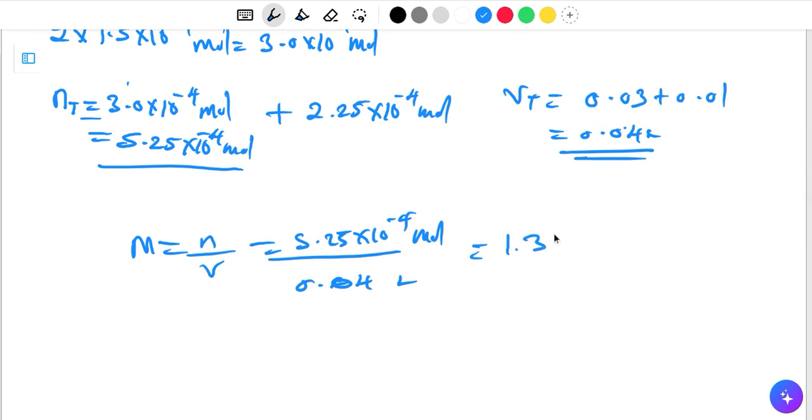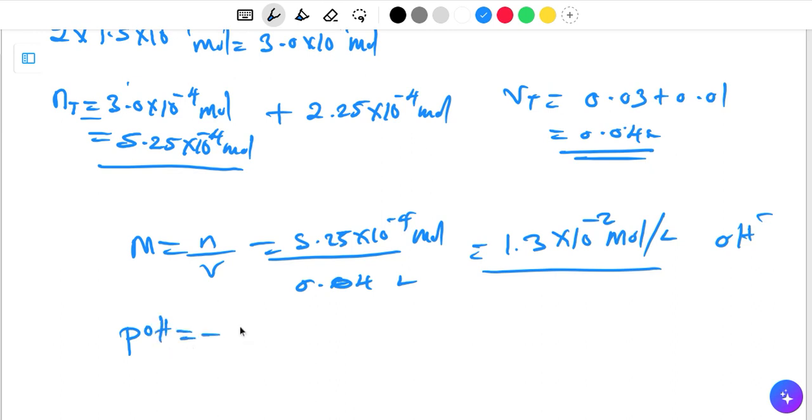So I'm getting 1.3 multiplied by 10 to the power negative 2 molality, or moles per liter if you want. This is denoting the number of moles of hydroxide as the combination. Remember, we are calculating the pH. So before we calculate the pH, let's find pOH, because we know that pOH is the negative log of the hydroxide ions.